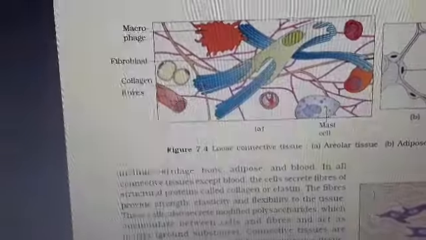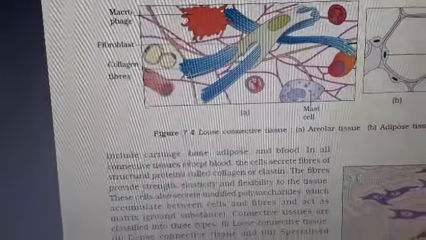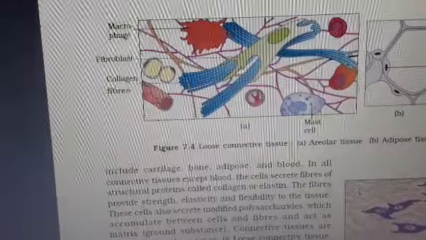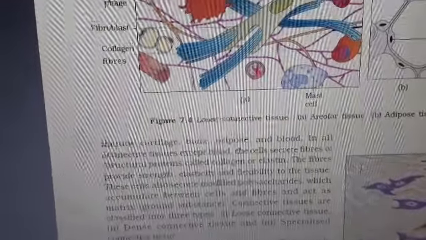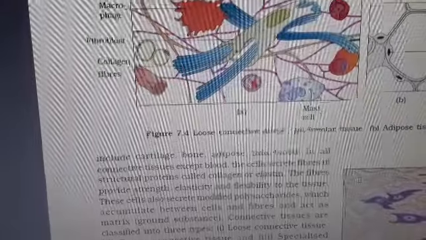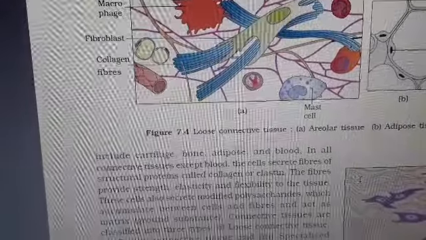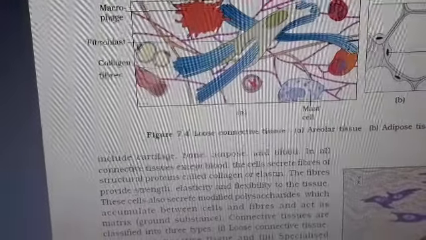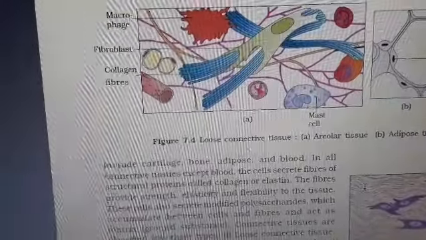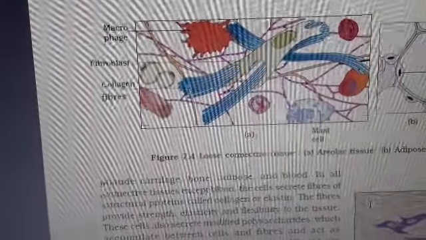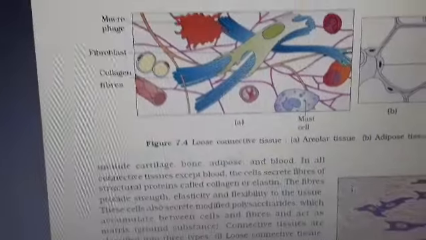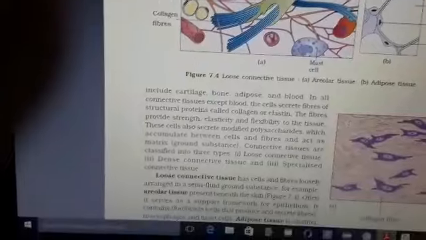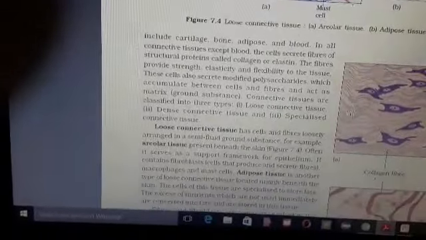Now about the fibroblast. Fibroblast is a cell which produces fibers, that is collagen and elastin. Now collagen fiber is the fiber that is present and provides strength. And mast cells are the important cells which constitute the areolar tissue. Okay, now we're going to talk about the loose connective tissue. We're talking about that only.